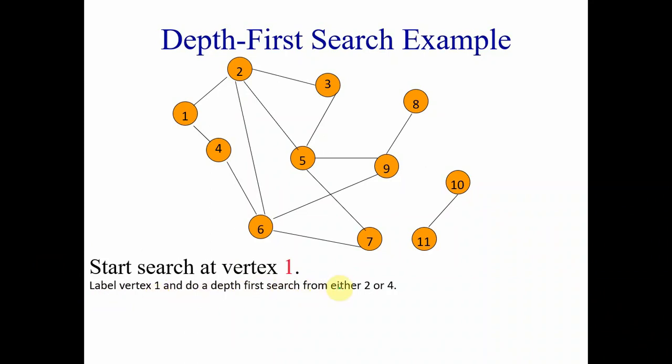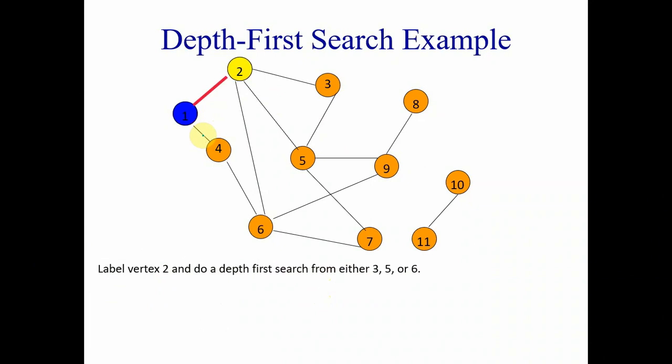From either 2 or 4, and you know that, because 2 and 4 are connected to 1. And then suppose vertex 2 is selected. So this connection is built. So 2 can go further to 3, 5, or 6. Either one of them could be good.